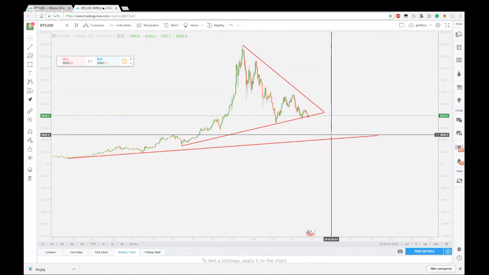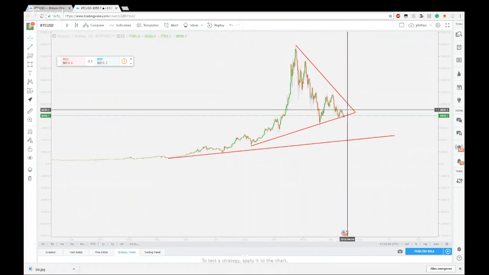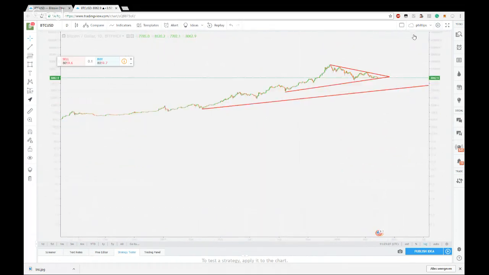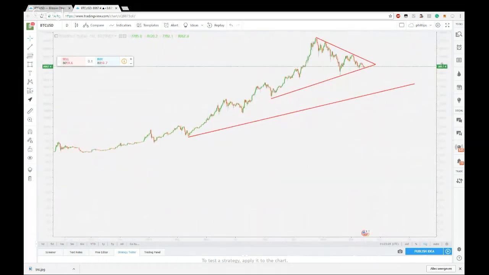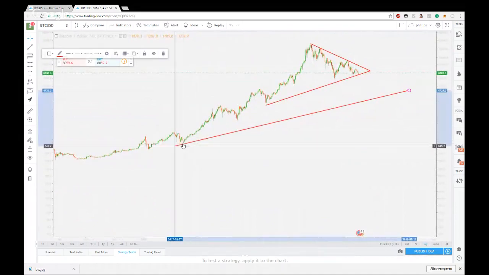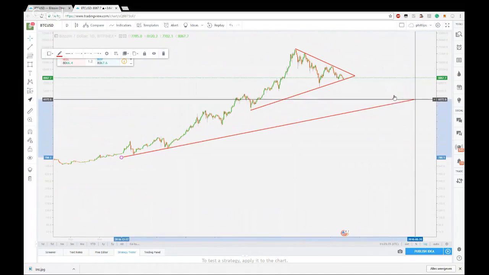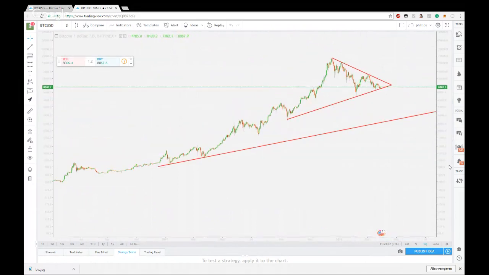But I would like to see some kind of alt pump, alt season during this year. And basically, if we are going to break down the wedge, that is something that we most likely will not see this year. You can see that this trend actually exists in the log scale as well. So that gives it double validation.